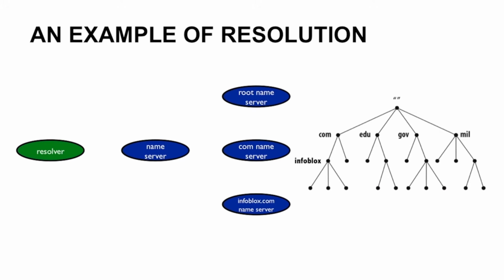So resolution begins when the resolver over there on the left sends a query to its name server for www.infoblocks.com's IP address. That name server, not having any more specific information about www.infoblocks.com, starts by querying one of the root name servers. And he asks that root name server for the address of www.infoblocks.com. So we're starting, over here on the right, at the very top of the namespace.